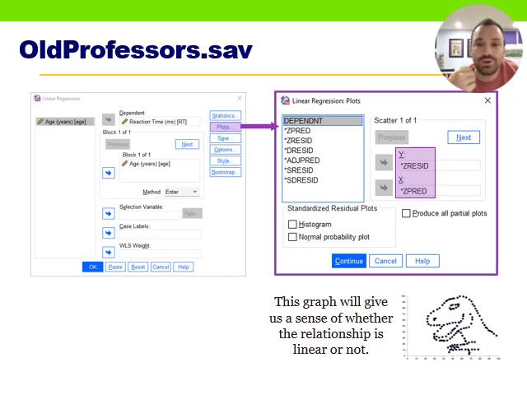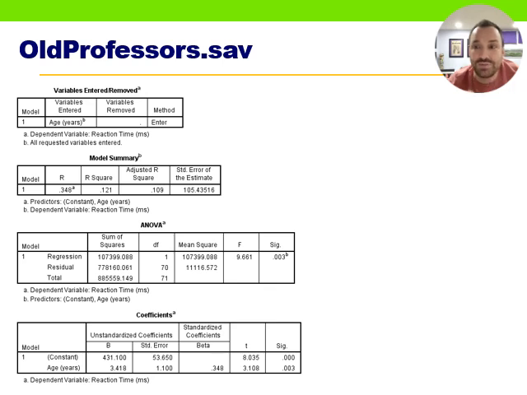So just to recap, we do all the same things we did before, right? Analyze, Regression, Linear, put the variables where they need to go. In the Save menu, there are three things that we have to click: Mahalanobis, Cook's, and unstandardized residuals. And then in the Plots menu, we're going to move these variables where they are on the screen right now to get that residual plot as well. So when we run the test, we're going to get the same four tables we got before, but we're also going to get some additional stuff, which we'll see on the next slide.